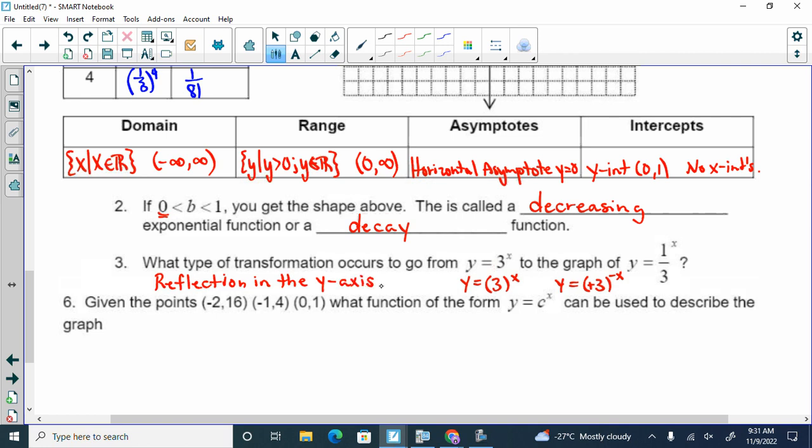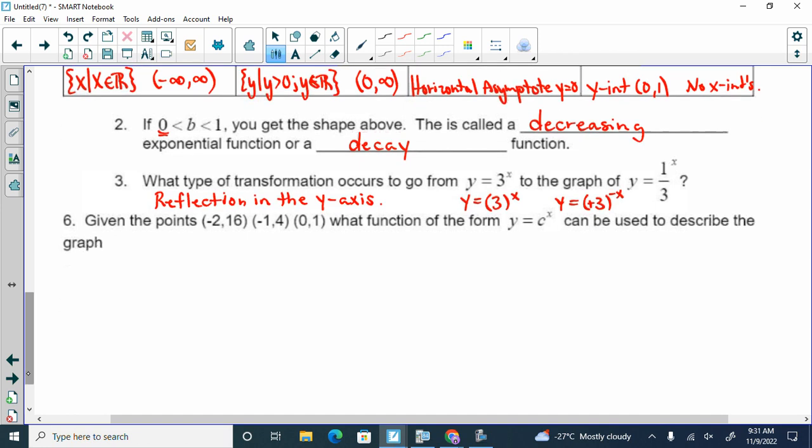And here it says, given the points -2, 16, -1, 4, 0, 1, what function of the form y equals c to the x can be used to describe this graph? My x's are going up by 1 each time, right? So that's what I need. I need to be able to compare by 1 each time. But my y is going from 16, from the left, 16, then down to 4, then down to 1.